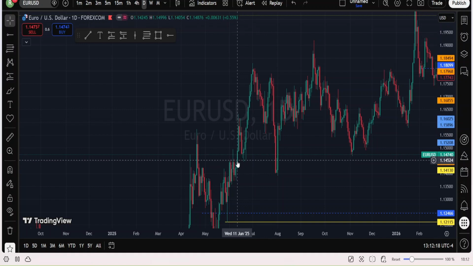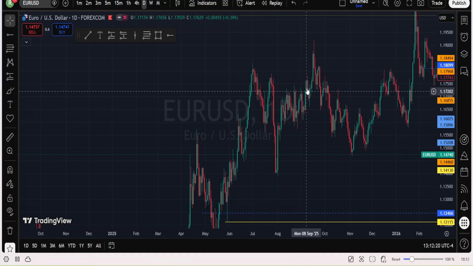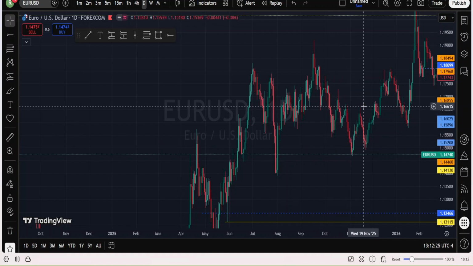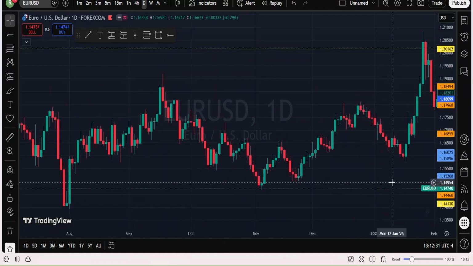Look at this level. Price took out liquidity and reversed. It took out liquidity here and reversed. It's always everywhere in the market. It might be little, it might not be huge. Look at this level also.